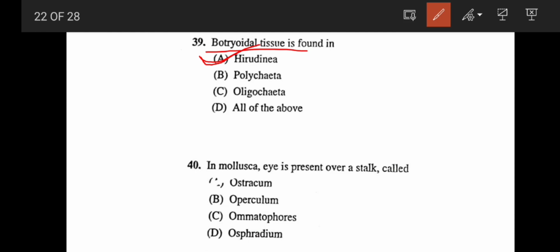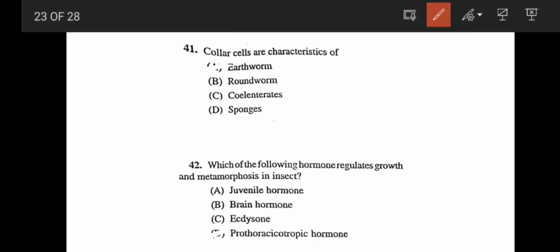Next, in mollusca, the eye is present over a stalk which is known as ommatophore. Okay, very easy one. Next question. Collar cells are characteristics of, collar cells are found in poriferans. So, it is the characteristics of sponges. Next question. Which of the following hormone regulates growth and metamorphosis in insect? The growth and metamorphosis in insect is regulated by Ecdysone hormone or 20E. Okay, Ecdysone hormone. So, correct answer is option C.